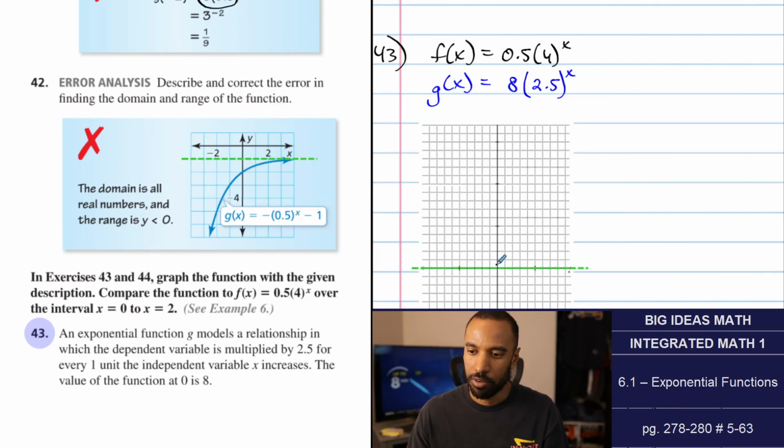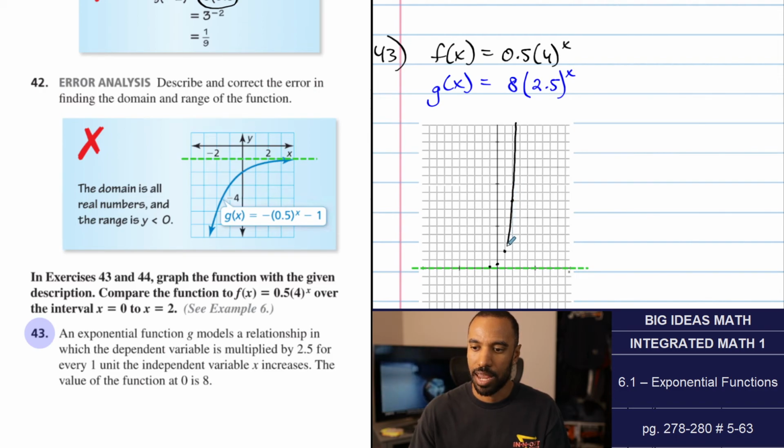But we have 0.5 is the y-intercept, and they multiply by 4 each time. 0.5 times 4 is 2. 2 times 4 is 8. 8 times 4 is 32, unfittable. 0.5 divided by 4 is 0.125. 1 quarter of 1/2 is 1/8. So this is our f of x graph to begin with.